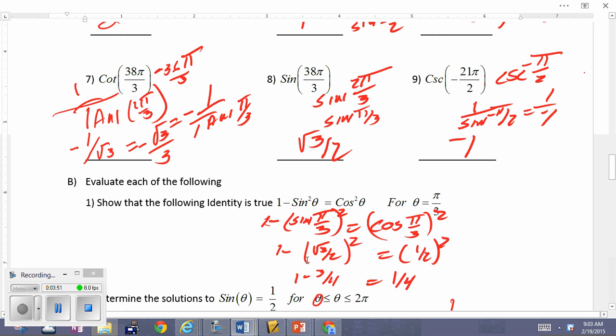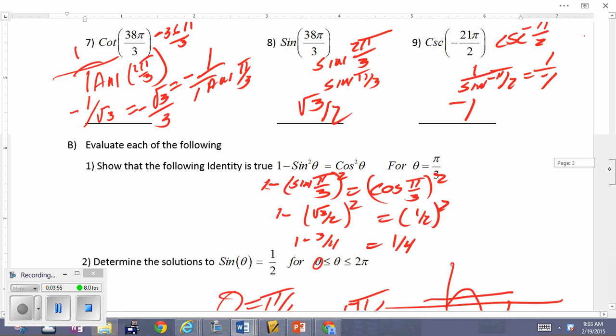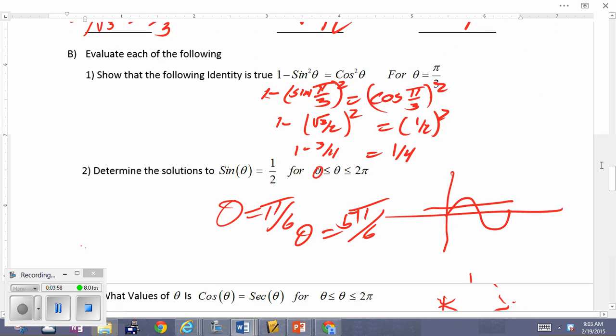These are what we learned in verifying some identities. Throw those values in. They were pretty straightforward. Determine the solutions to the sine equaling 1 half within 1 revolution. So here's my graph of the sine. It hits 1 half twice, okay? Those two values occur first at pi over 6. The sine is positive in both the first and second quadrant, so pi over 6 reference in the second quadrant, okay?